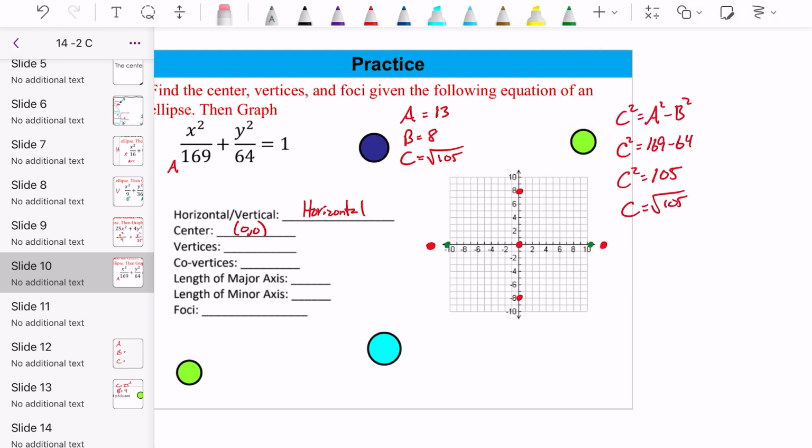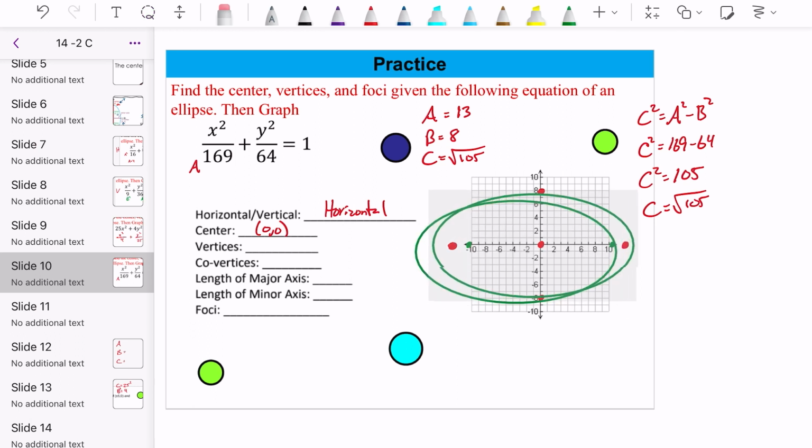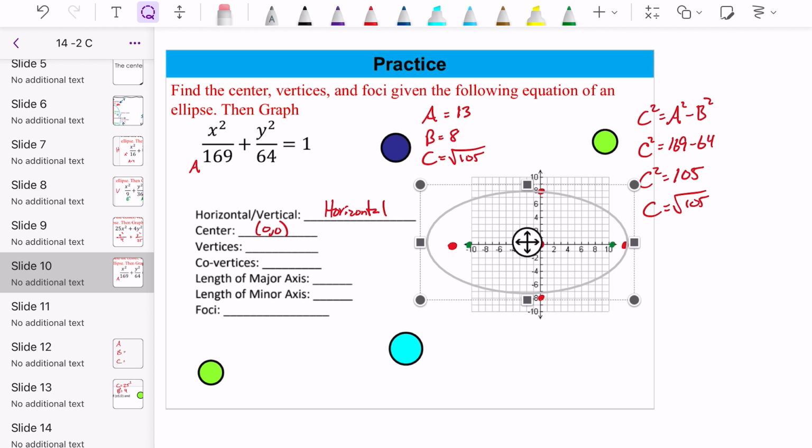We go ahead, grab our graph, and set it to our equation.